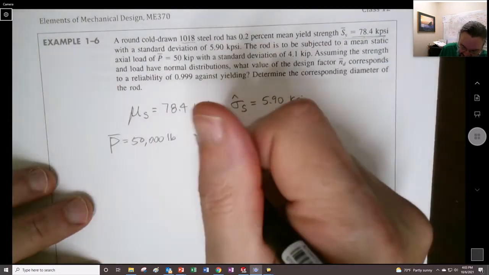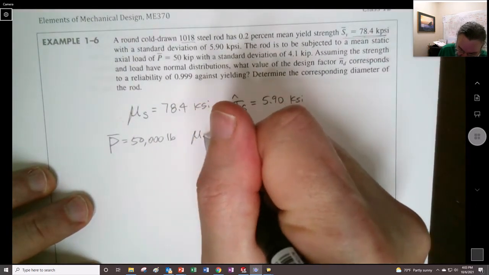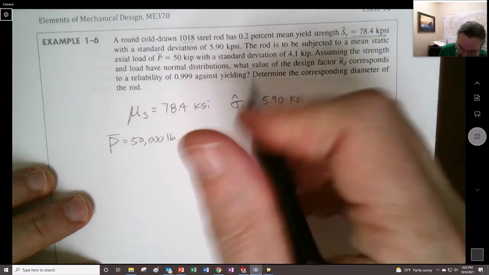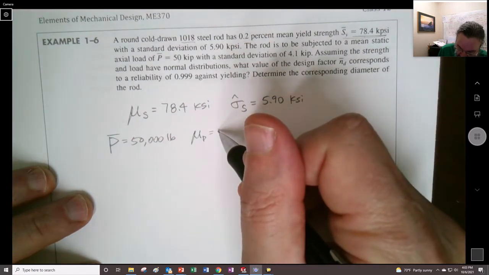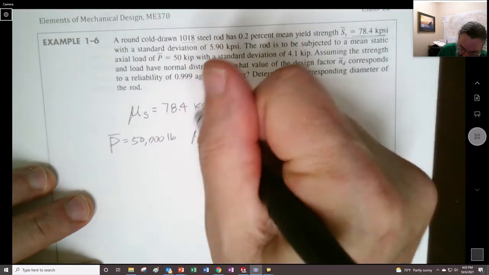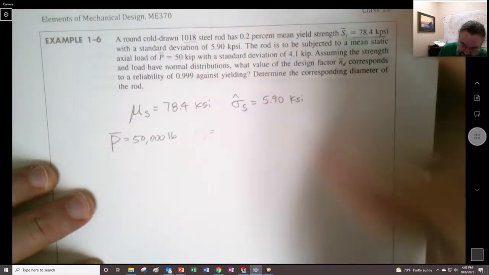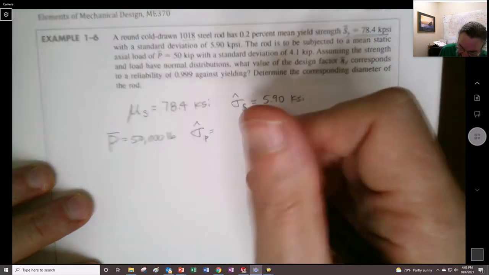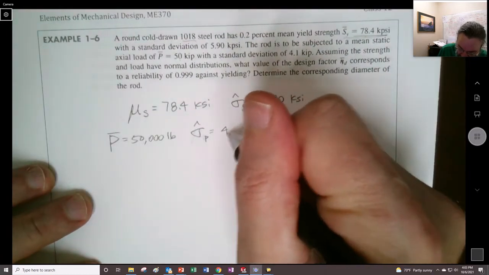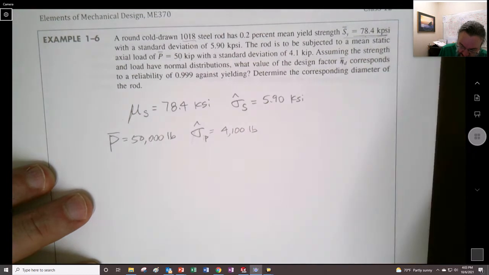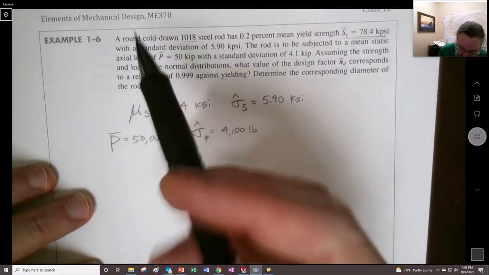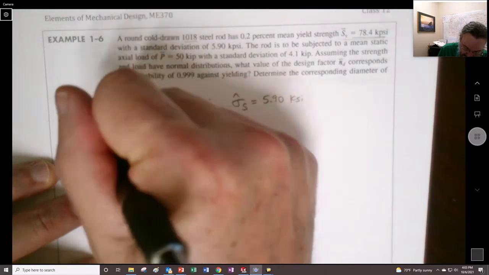And the standard deviation of this in terms of force, I'll use sub P right there. Nope, did wrong, my bad. Let's go with sigma, which is, this is going to be so confusing, 4,100 pounds. So assuming the strength, I'm going to replace this guy right here. That's what I should have done.